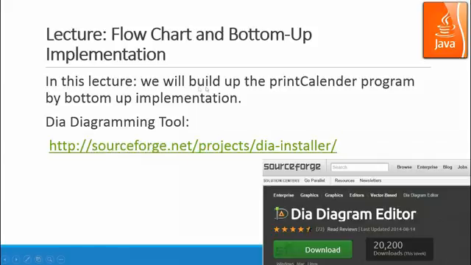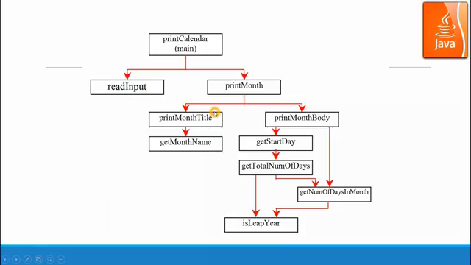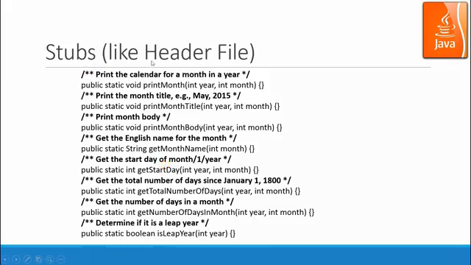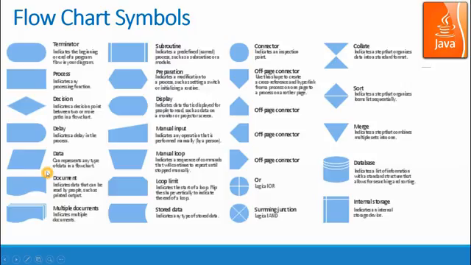In this lecture, we will build up the print calendar program by a bottom-up implementation method. Here is the top-down design result we have. That's the calling hierarchy of the print calendar program, and these are the stubs, the header files. So we have so many methods to build.